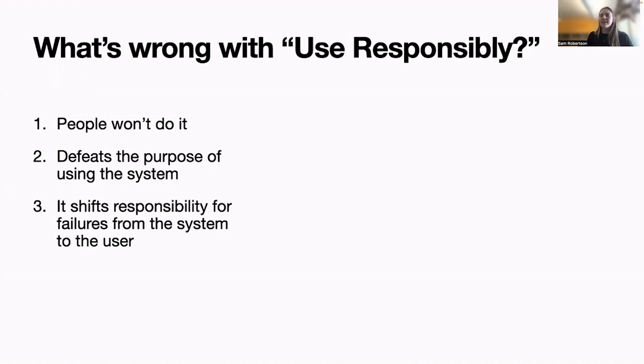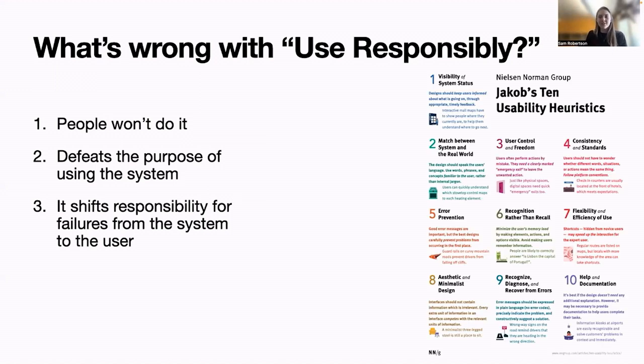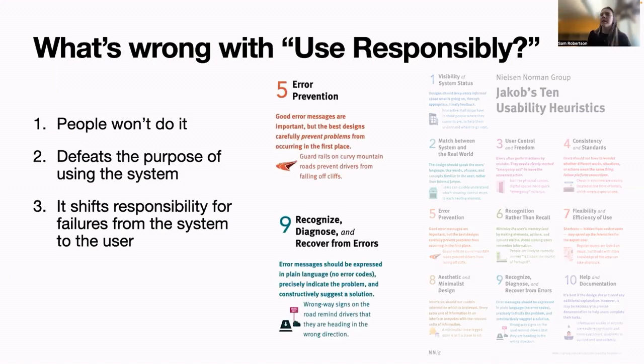And the third point, and I think a point that sits especially well with human-computer interaction researchers, is that it's shifting responsibility for failures from the system onto the user. And that's not really what we think of as good user interface design. And we have a lot of knowledge about how to design good user interfaces and user experiences. For example, this is a set of usability heuristics that's pretty widely used in UI and UX design. And I'm not going to make you sit here and read through all of them. There's two that I really want to highlight.